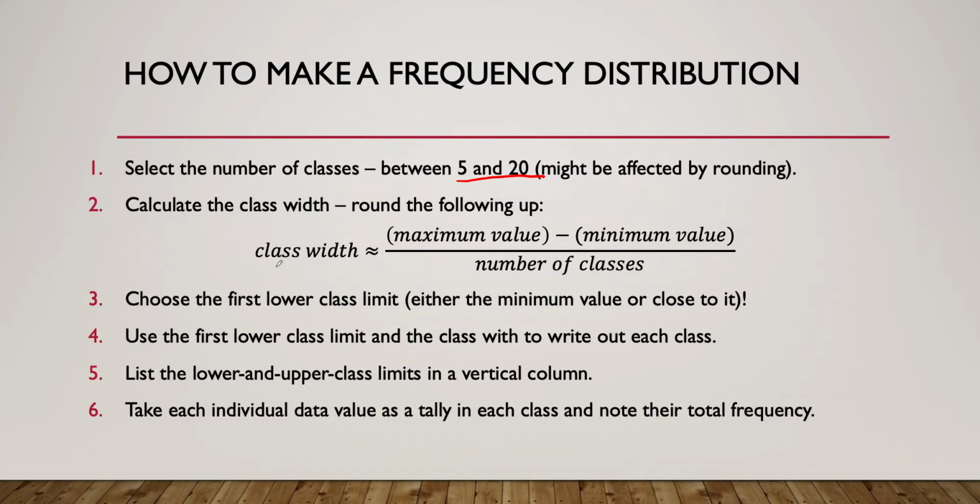You would first calculate the class width and round up. That's the maximum value minus the minimum value, divided by the number of classes, and again round up with this calculation. You would then choose the lower class limit, either the smallest value or some number close to it. Then use the lower class limit and the class width to write out each class. You would then list the lower and upper class limits in a vertical column, and then take each individual data value as a tally in each class and note their total frequency.